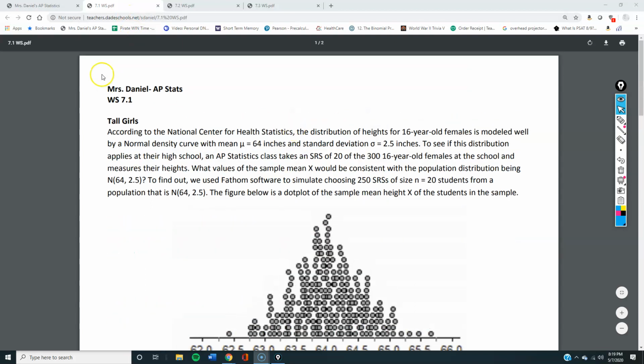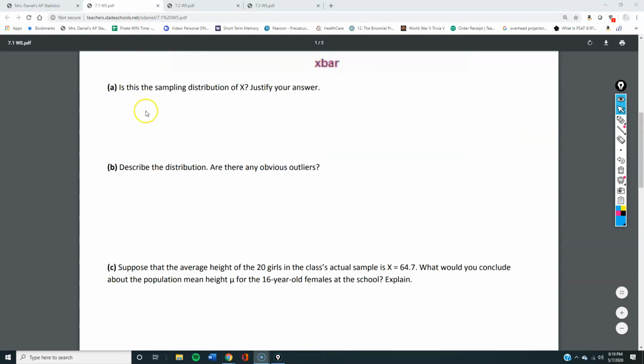That's where I've stolen everything from, Mrs. Daniels AP Stats, and you can print it off and try it as well. And she has the solutions as well, so you can probably just do that if you want to save yourself some time. Thanks, Mrs. Daniels.